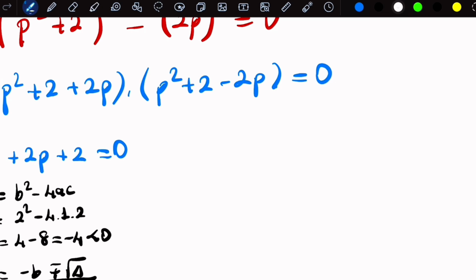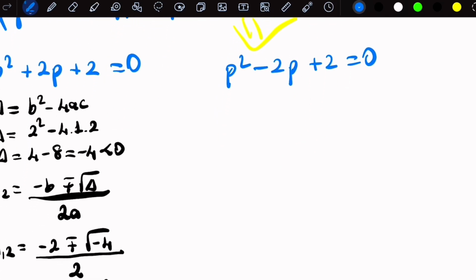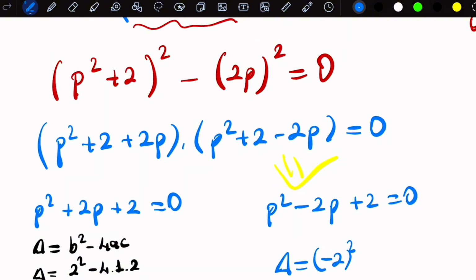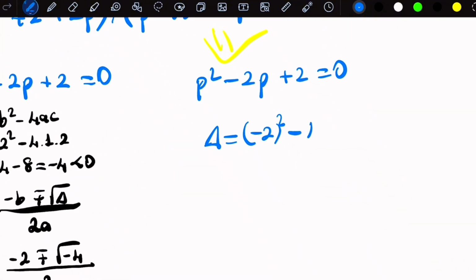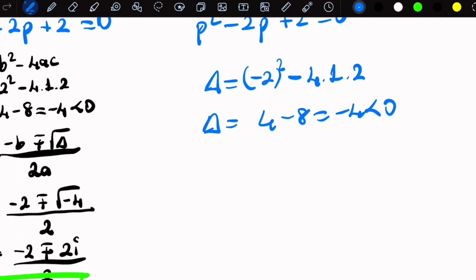Now when we look here, what will come? When we think a little, we will apply the same again. So p squared minus 2p plus 2 equals 0. I'm looking at this delta right away. Delta is equal to minus 2 squared minus 4 times 1 times 2. Delta equals 4 minus 8, equal to minus 4, which is less than 0 again. The roots of the equation are complex.